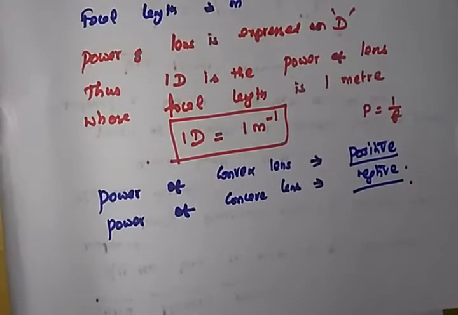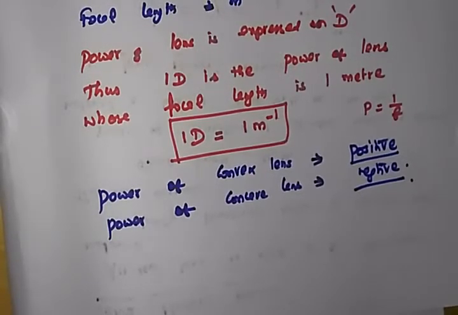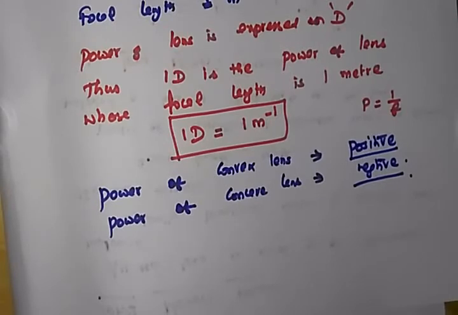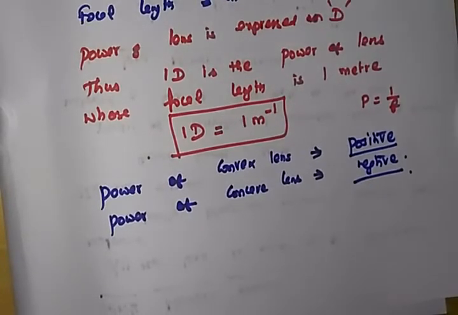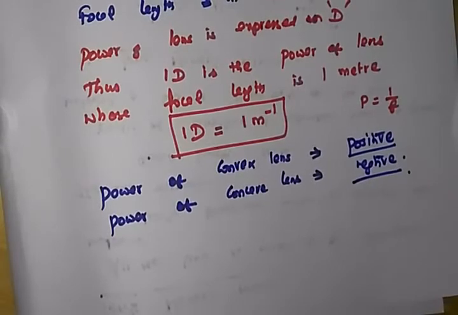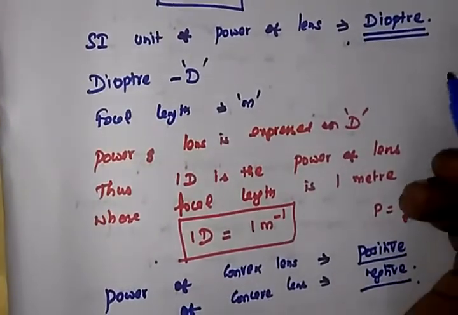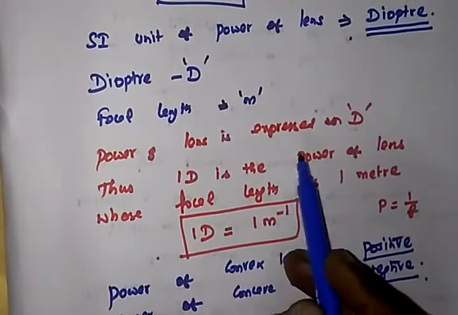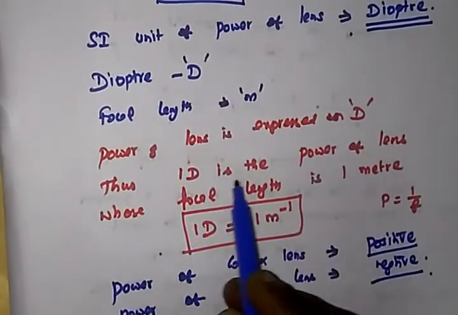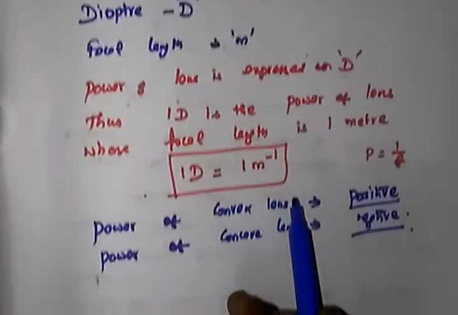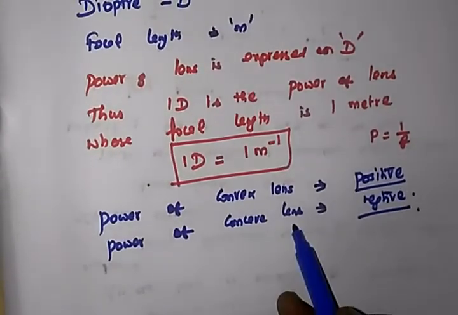So when a light ray falls on a lens, the ability to converge or diverge depends on the focal length of the lens. This ability is called power. Power is defined as the degree of convergence or divergence, and numerically it is the reciprocal of focal length, P equal to 1/f. The SI unit of power is the diopter, written D. Focal length is measured in meters, so if 1 D is the power of a lens whose focal length is 1 meter, then 1 D equals 1/m, that is m power minus 1. The power of a convex lens is positive, and the power of a concave lens is negative.